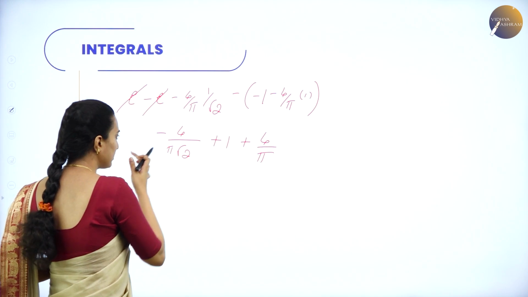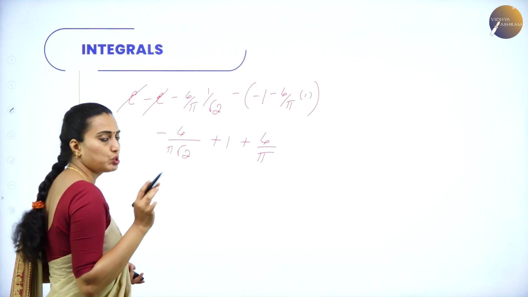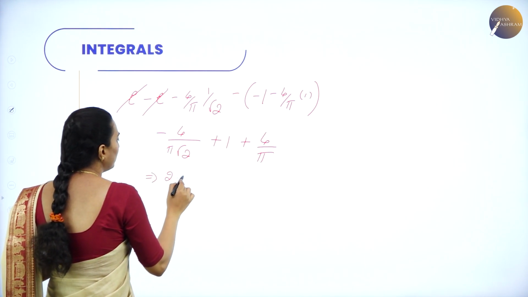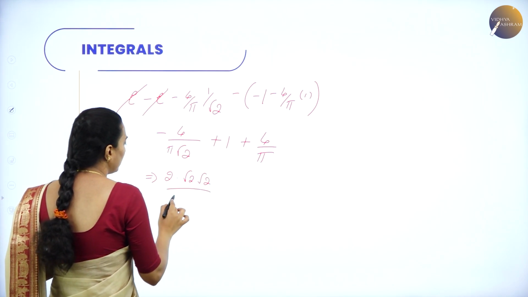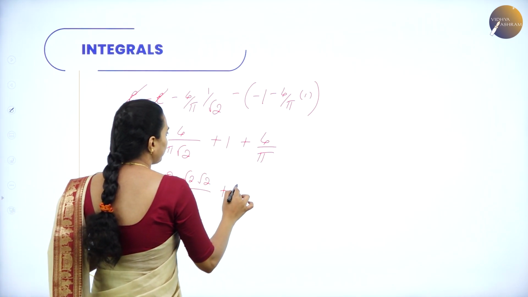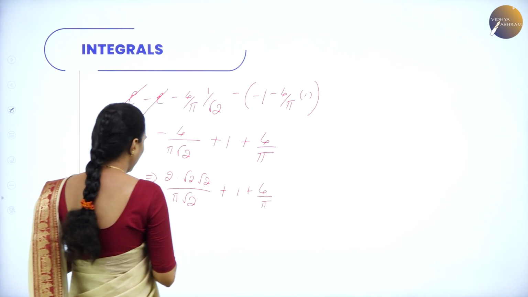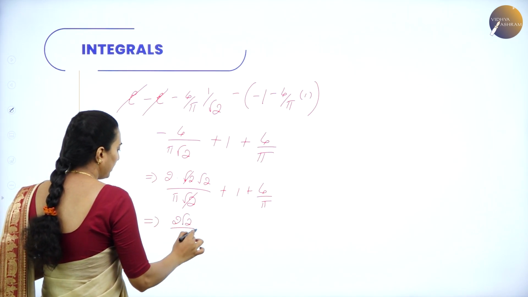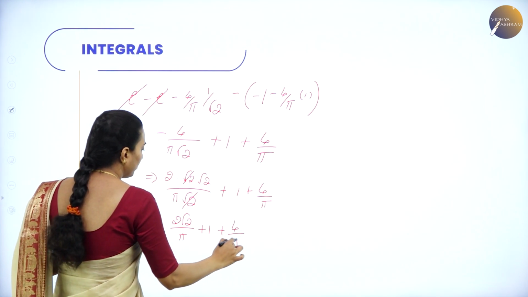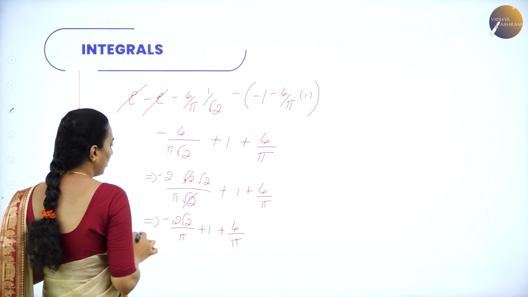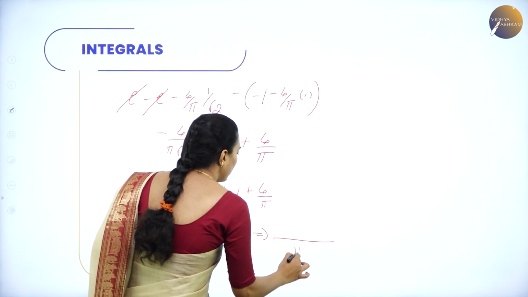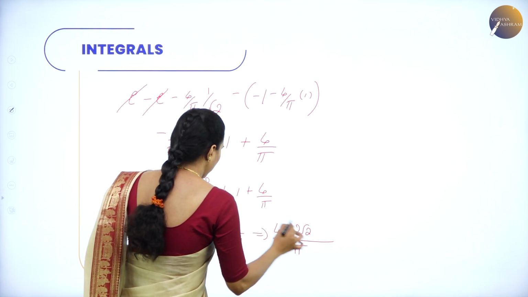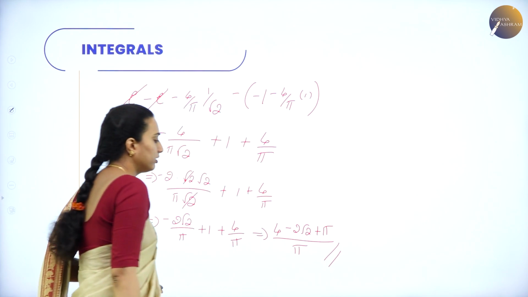Now you can write this one as, 4 can be written as 2 into 2, so root 2 into root 2. Which implies 2 into root 2 into root 2, pi into root 2, plus 1 plus 4 by pi. Now you can have this one. One root 2 will get cancelled. Remaining is 2 root 2 divided by pi plus 1 plus 4 by pi. You can take the LCM as pi. So minus is there along with this. If you take the LCM as pi, you can have 4 minus 2 root 2 plus pi. And this is your final answer.